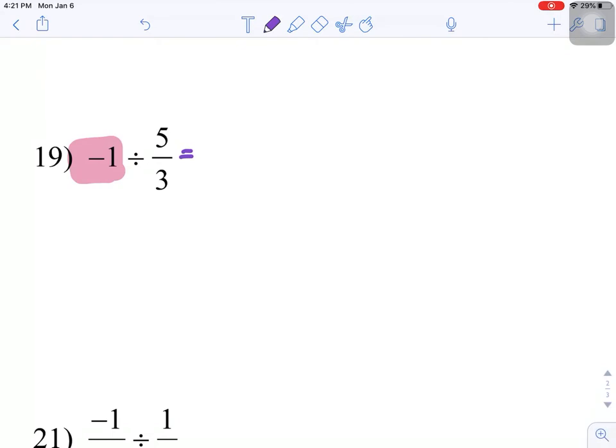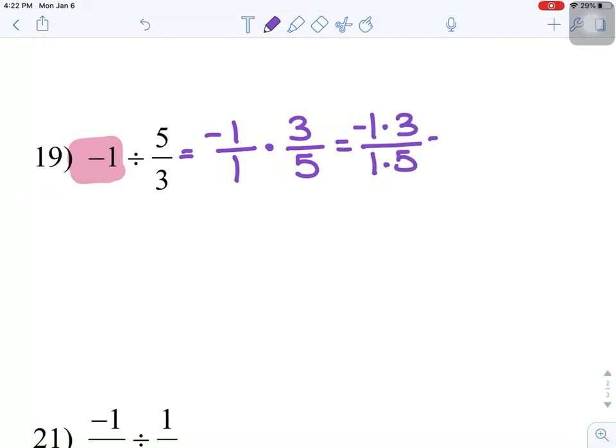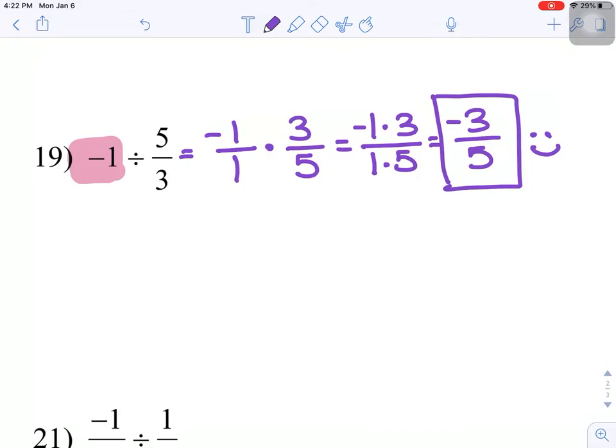So first things first, this whole number I want to turn into a fraction. Any whole number can always have the denominator of 1. Okay, I'm going to change that division to multiplication, and I'm going to take the reciprocal. Remember reciprocal, big word, flip the fraction over. So 5 over 3 is going to become 3 over 5 when we turn it into a multiplication problem, and then multiply straight across. Numerator times numerator, denominator times denominator. So we got negative 3 over positive 5. Nope, you can't reduce it. Say hello to your answer.